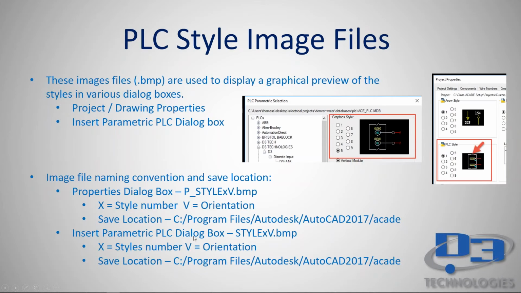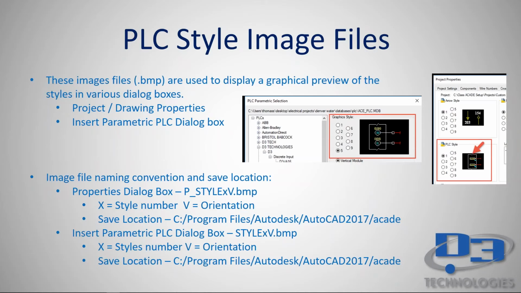For the Insert Parametric PLC dialog box, you're going to remove the P underscore and it'll just be Style X, where again X represents the number of the style, then orientation, in my case V.BMP. So again, mine will be style7v.bmp, saved into the same location, again, program files.